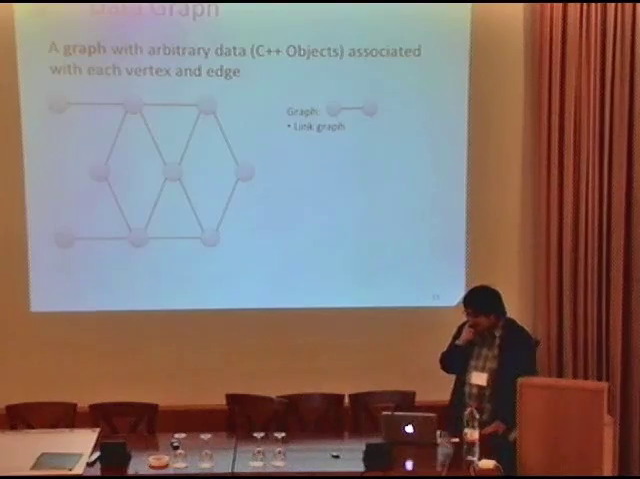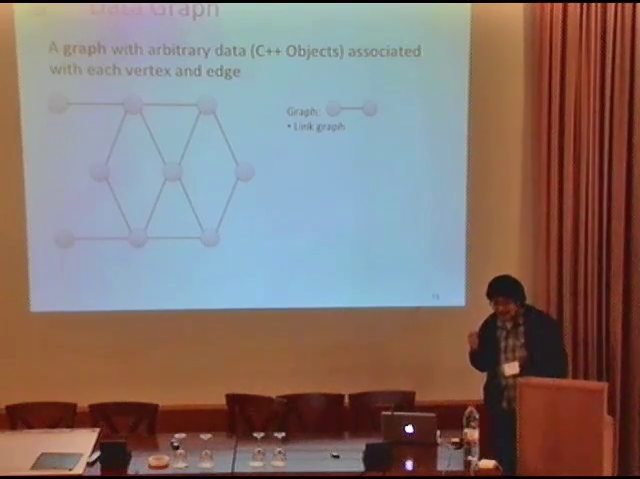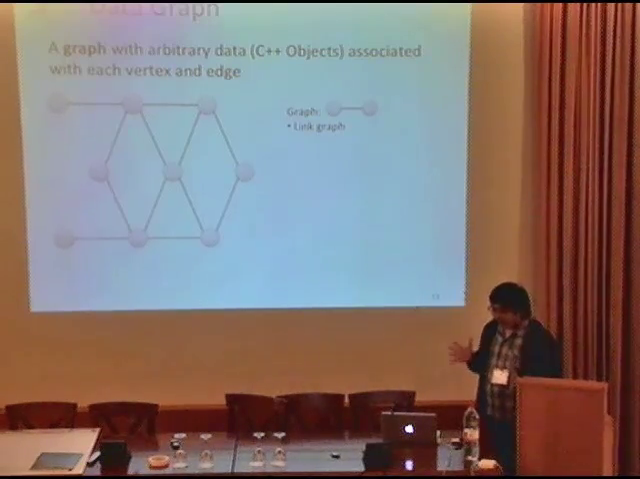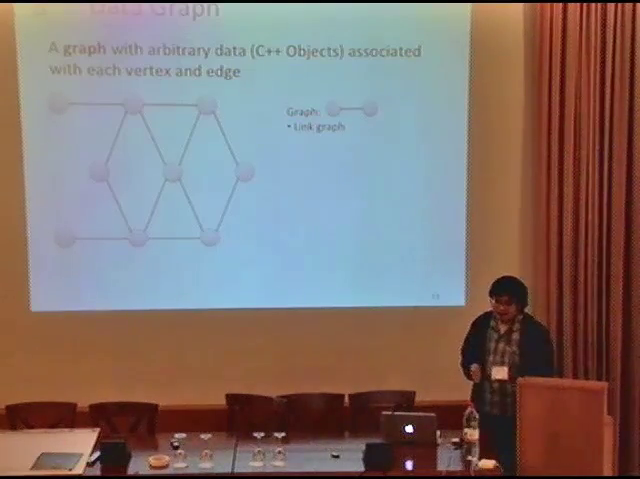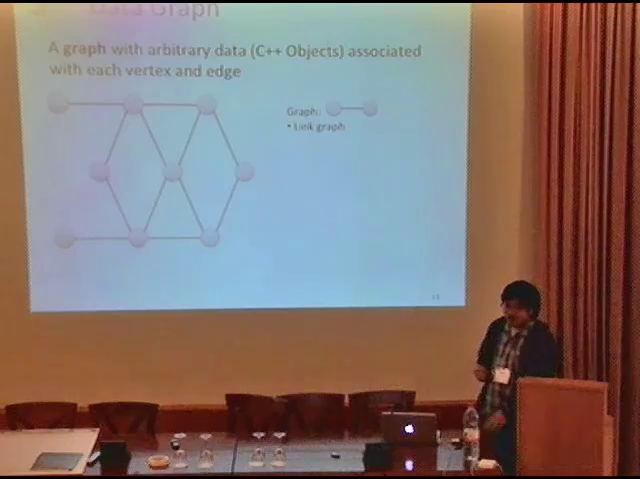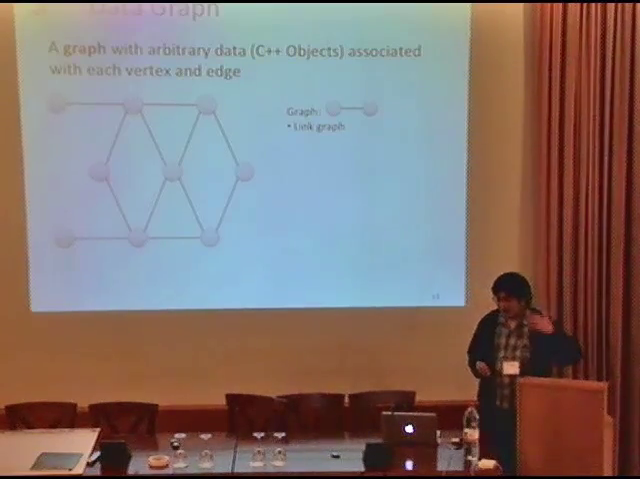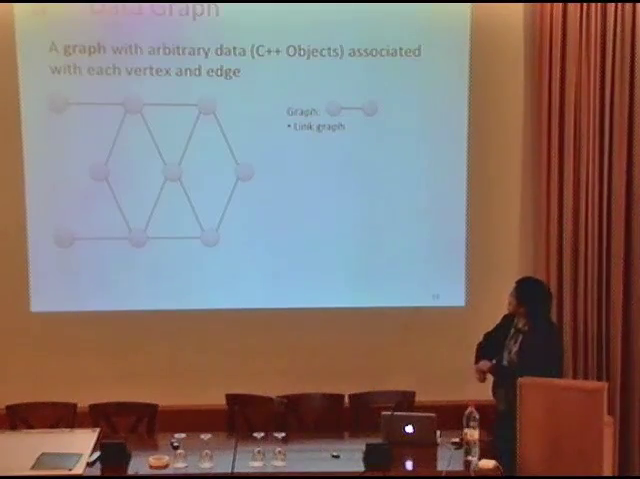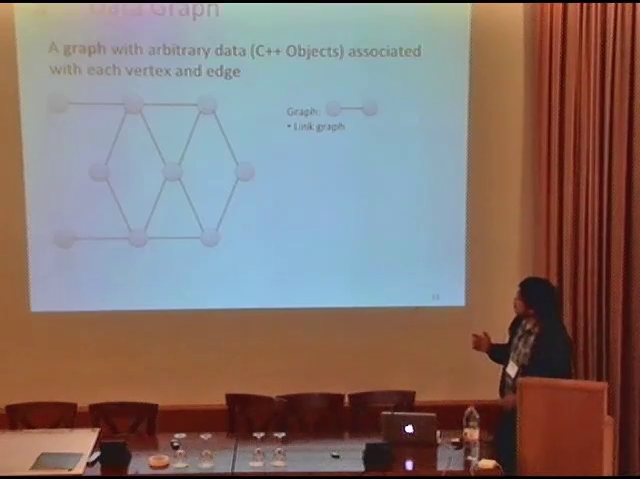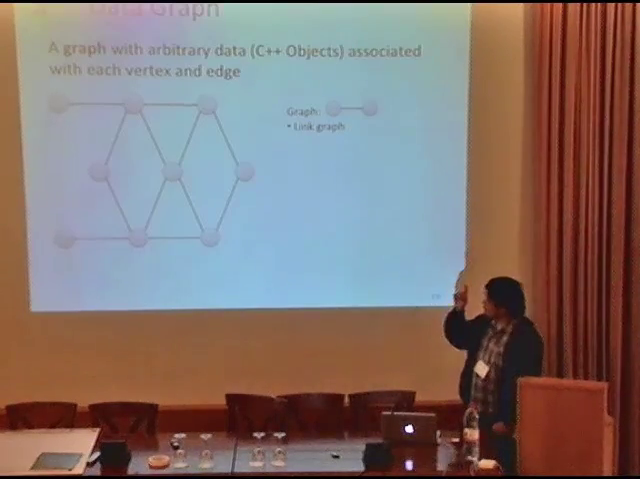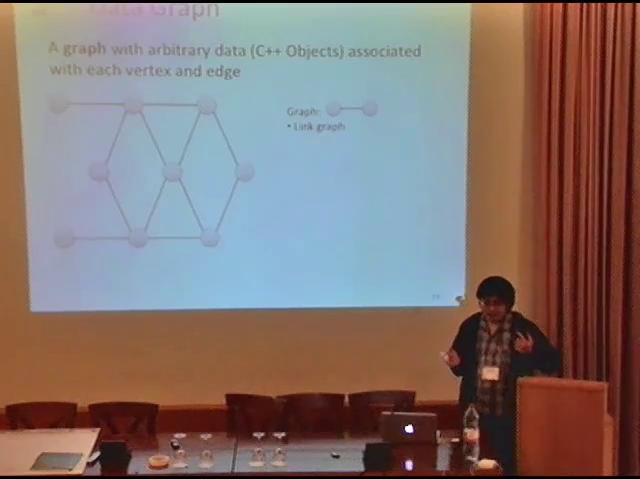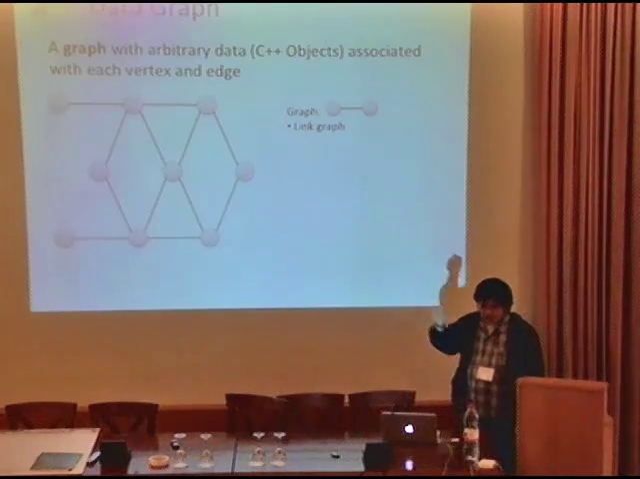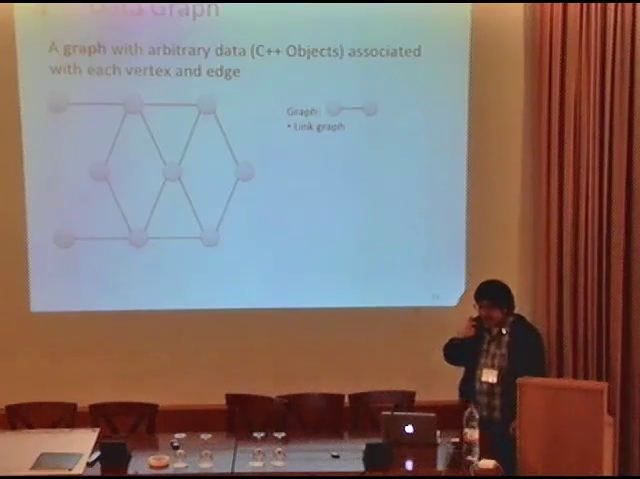Okay, so the graph is a data graph. It's just a C++ object. It's a graph with arbitrary data attached to each vertex and edge. This is templatized, so each vertex holds its own vertex data class, each edge holds the edge data class, and you can store whatever you want. The edges are directed, so you can add edges in any direction, but for simplicity here, I'm going to draw the edges undirected.